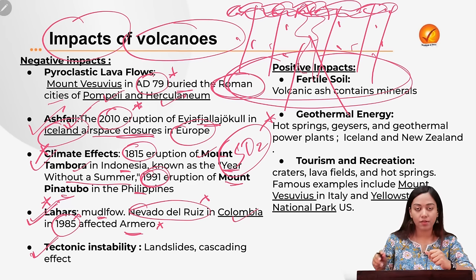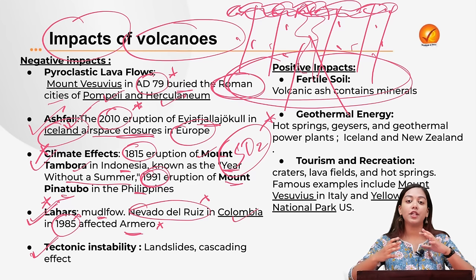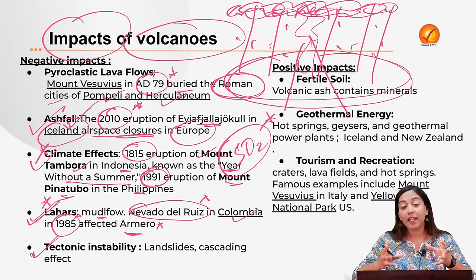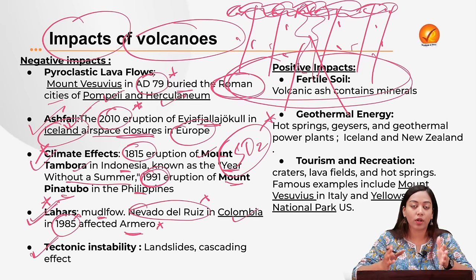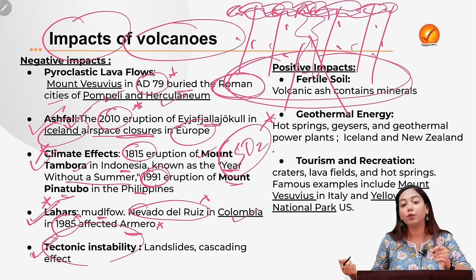Next is tectonic instability. When magma of such high temperature and pressure is erupted, it might be possible that it alters the stress and strain conditions on the earth's crust. As a result, it might induce certain kinds of plate tectonics, even if it is a micro amount. Therefore, it leads to plate tectonic instability, which can in fact lead to other things.